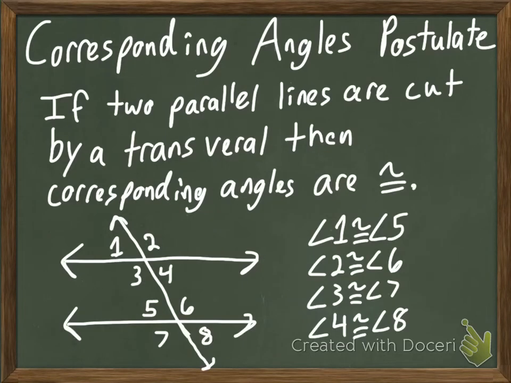So, to begin, corresponding angles postulate. When you looked at the corresponding angles, this is what I was hoping you would see. If two parallel lines are cut by a transversal, then corresponding angles are congruent. I hope that you saw that all the corresponding angles on GeoGebra were congruent. So, for example, here, angle 1 would be congruent to angle 5, 2 congruent to 6, 3 congruent to 7, and 4 congruent to 8.